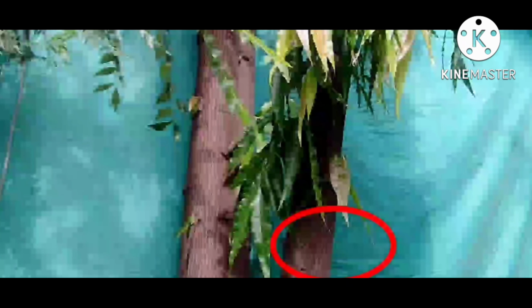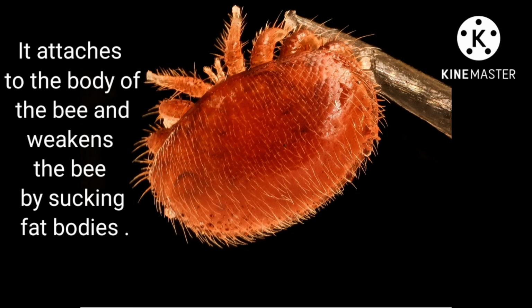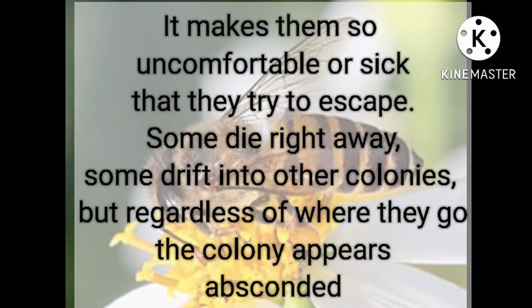And the other one, which was attached to my Ashoka, was absconded as a result of attack by varroa mites. It attaches to the body of the bee and weakens the bee by sucking fat bodies. This species is a vector for at least 5 debilitating bee viruses. It makes them so uncomfortable or sick that they try to escape. Some die right away, some drift into other colonies, but regardless of where they go, the colony appears absconded.